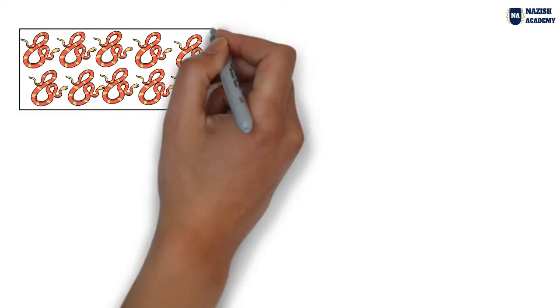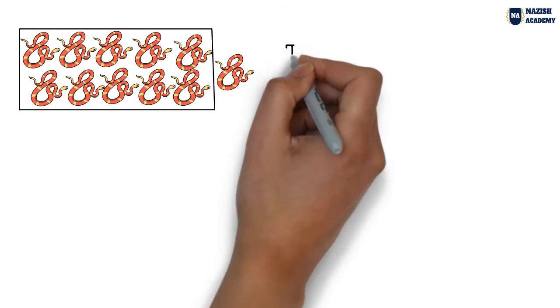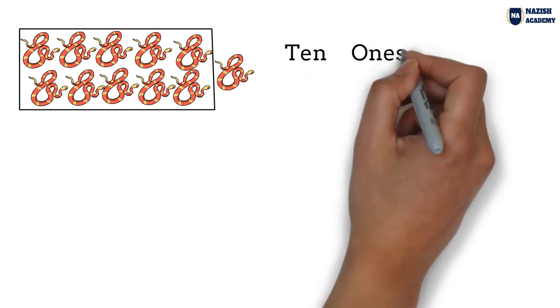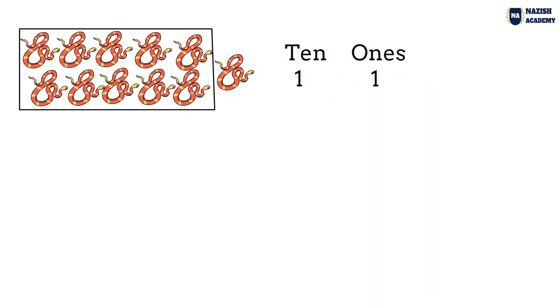1, 2, 3, 4, 5, 6, 7, 8, 9, 10, 11. 11 snakes are there. We have to make a group of 10 snakes. These are 10 snakes, and now 10 and ones. 1 is at the place of 10 and the other 1 is at the place of ones. 11.